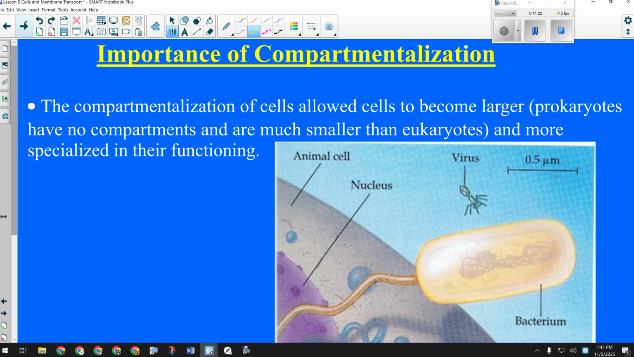So if we're looking at compartmentalization, that allowed cells to become larger. Prokaryotes are much smaller than eukaryotes, and more specialized. So compartmentalization of cells allowed cells to become larger and more specialized. That's the important part of that slide. That specialization, which we'll talk about later on in the unit, led to multicellular organisms evolving.